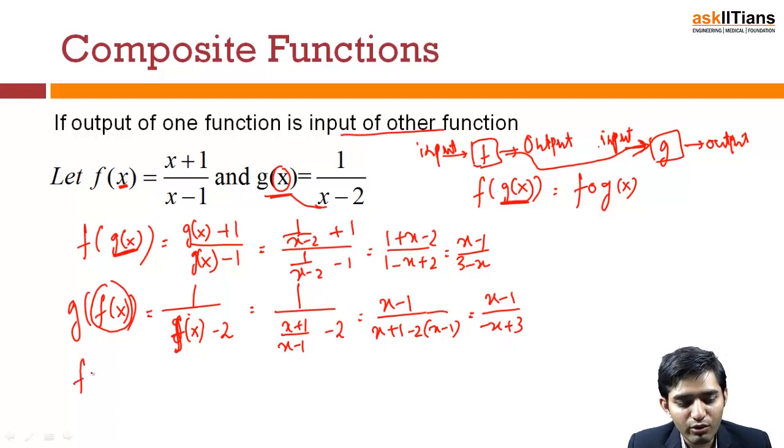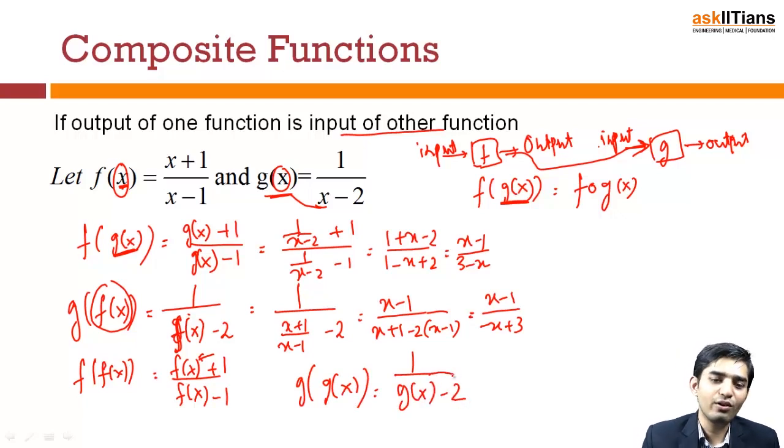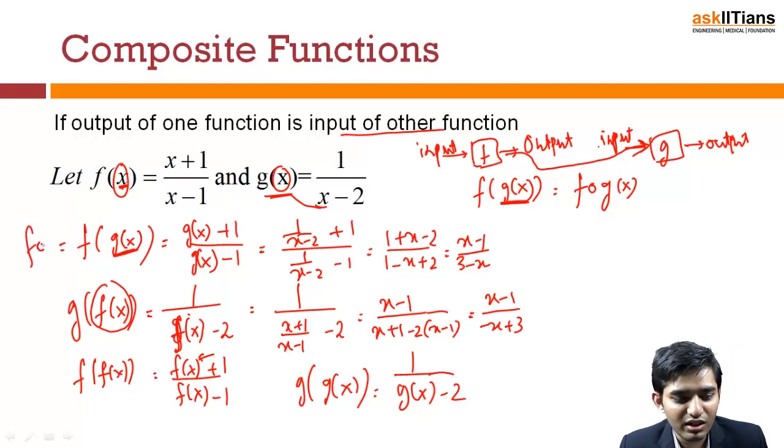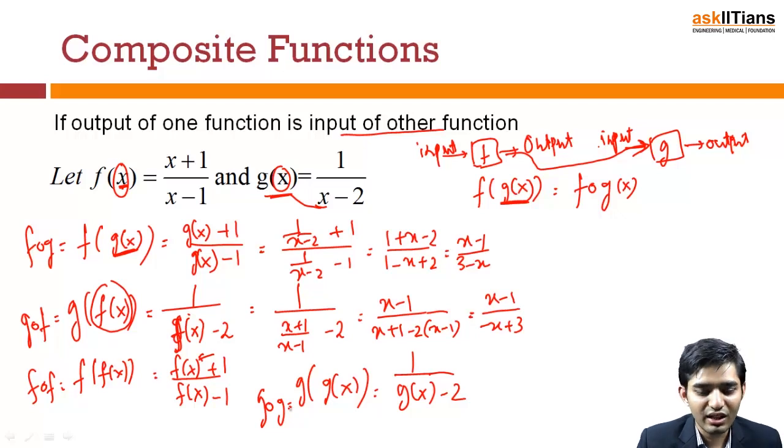Similarly, you can find out f(f(x)) also. So in this, replace x by f(x). So f(f(x)) will be (f(x) + 1) divided by (f(x) - 1), and now you can put the value of f(x). And similarly you can find out g(g(x)). g(g(x)) will be 1 by (g(x) - 2). So this is how to find out the composite functions. This can also be written as f∘g, this as g∘f, this is f∘f, and this is g∘g, in short forms.